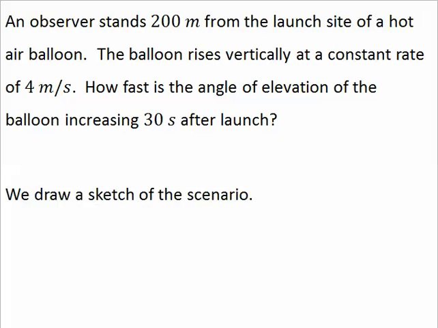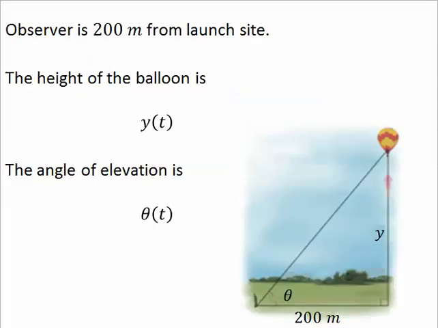Let's draw a sketch of the scenario. Now the observer is 200 meters from the launch site. So that's a fixed value. The height of the balloon is changing, and we're going to call that y, and notice that y is a function of time. The angle of elevation is also changing with time, because of course the balloon is going up.